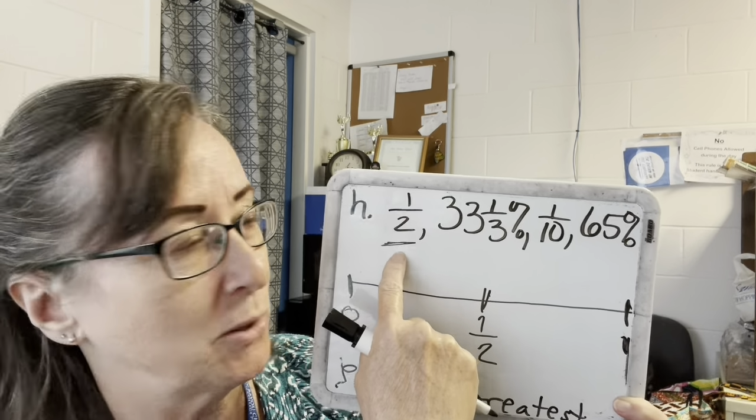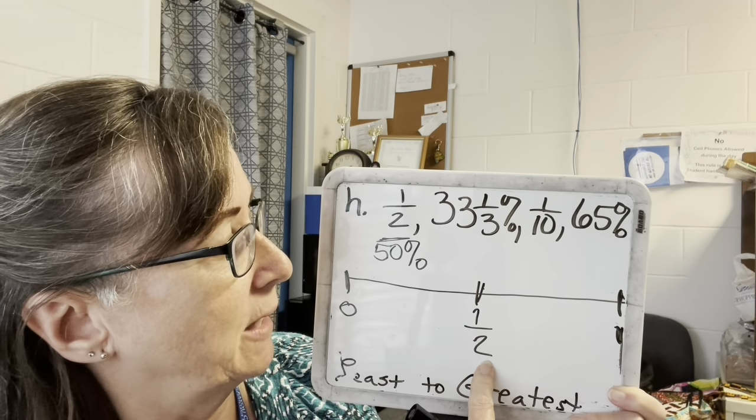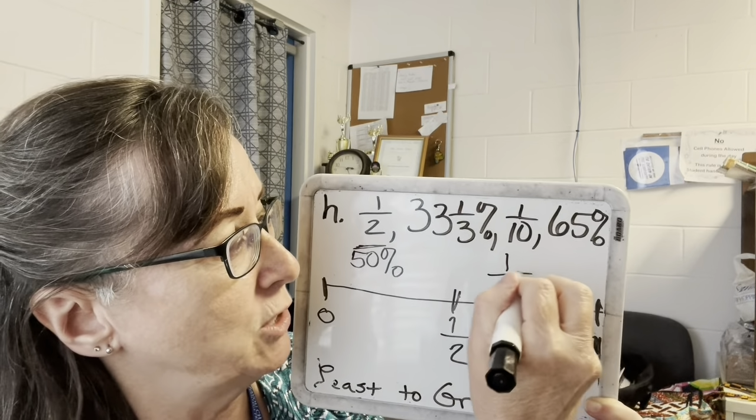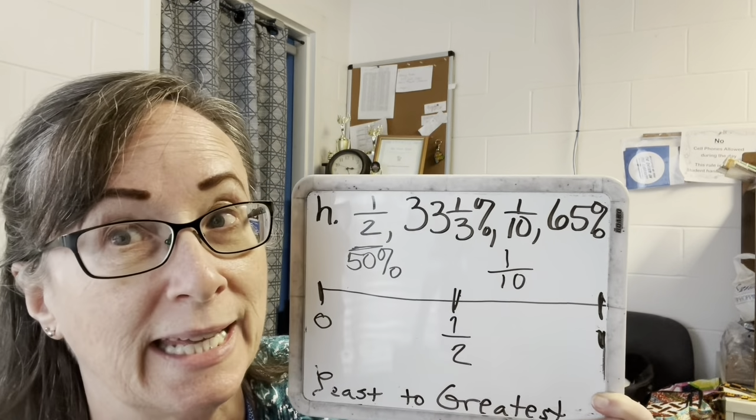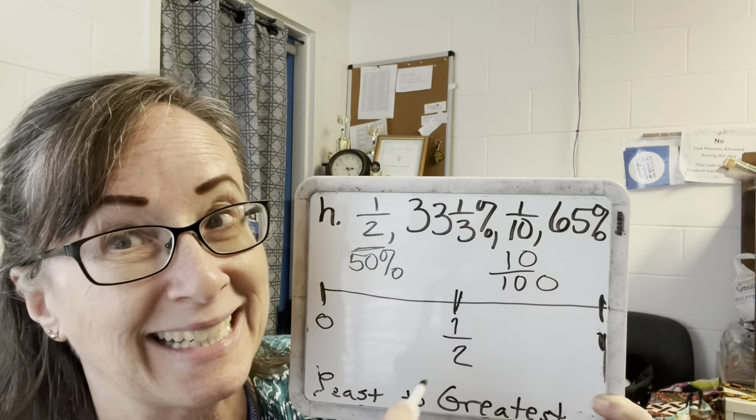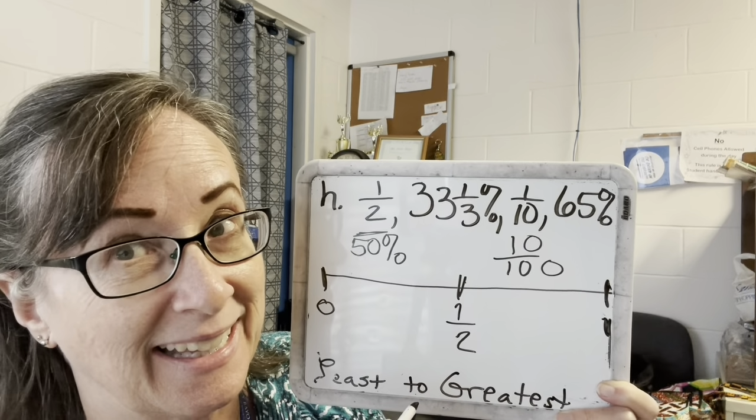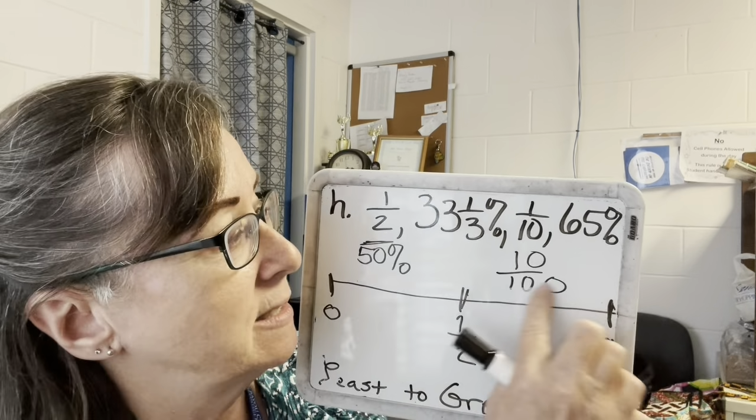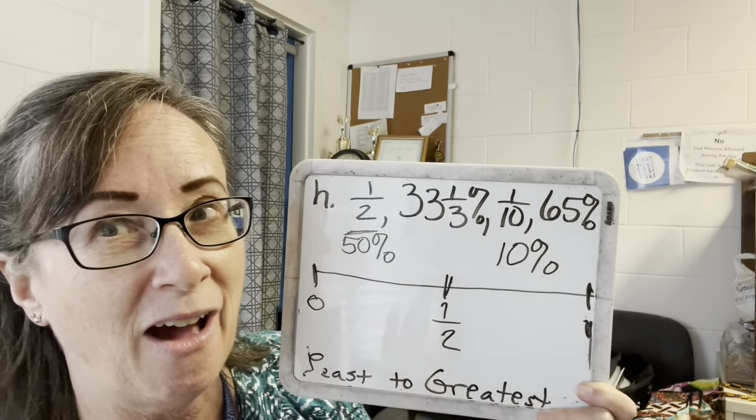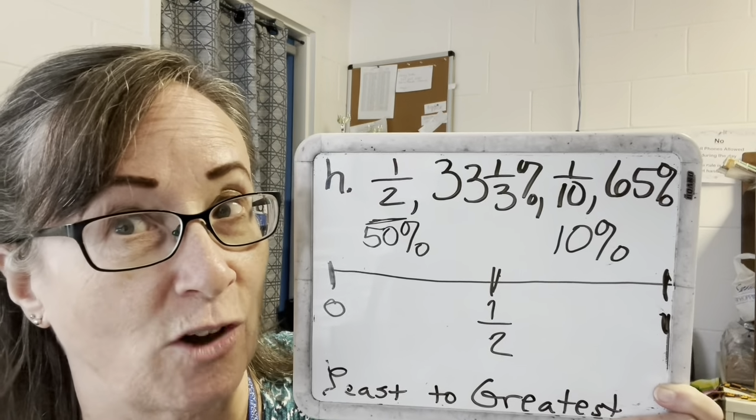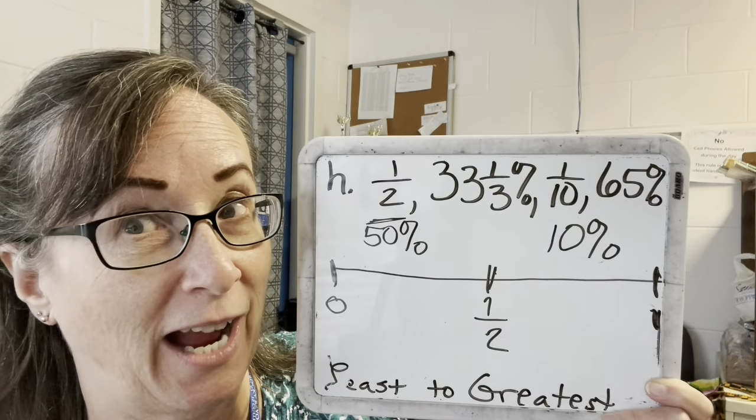So we already know where 50% is. And 1/10, now let's think about it. If we took 1/10 and we were turning it into a percent, wouldn't we have to multiply the top and the bottom by 10? So we'd get 10%. So we're going to write 10% instead of 1/10. So now we put them all in percents instead of all in fractions because percents are easier.